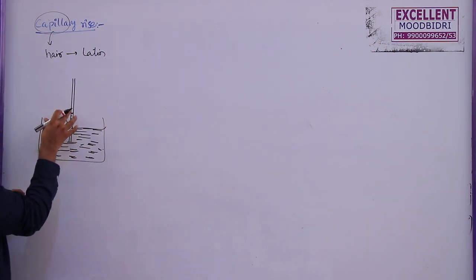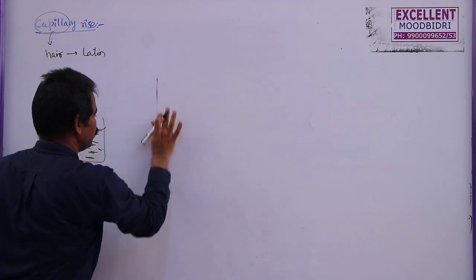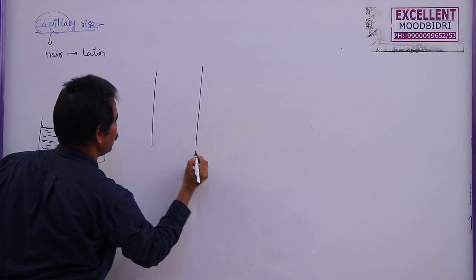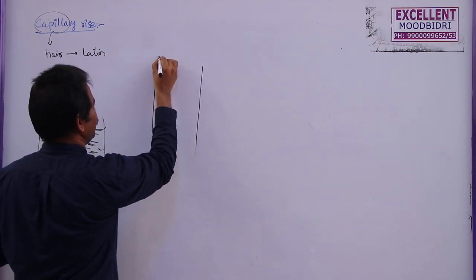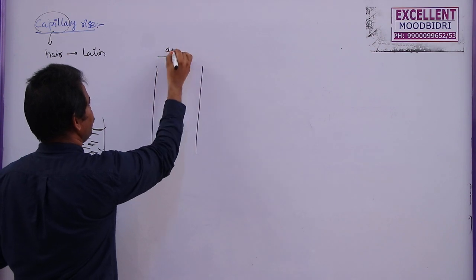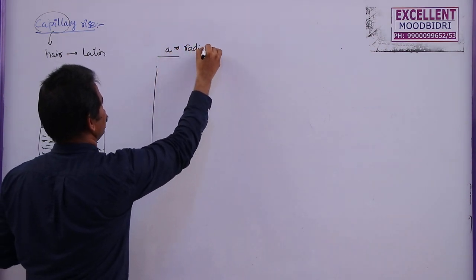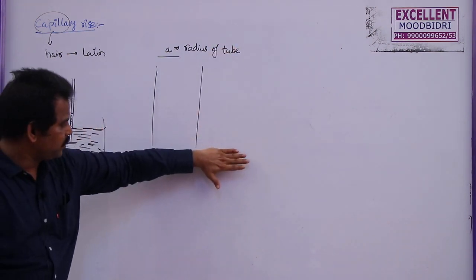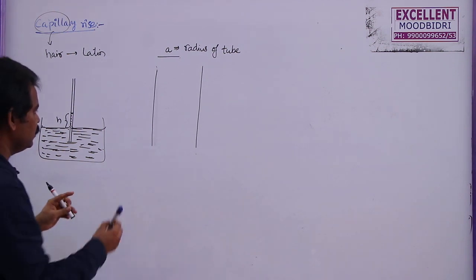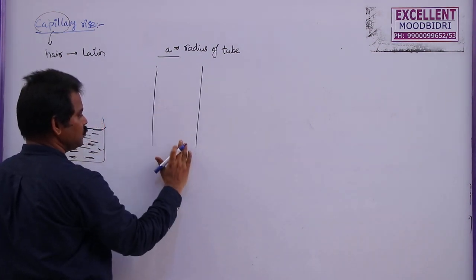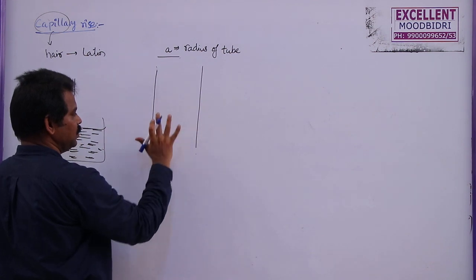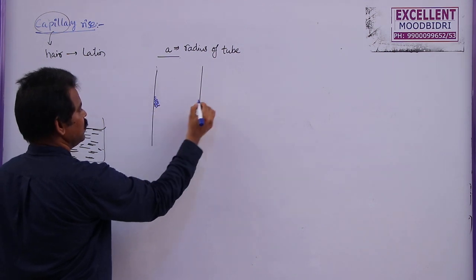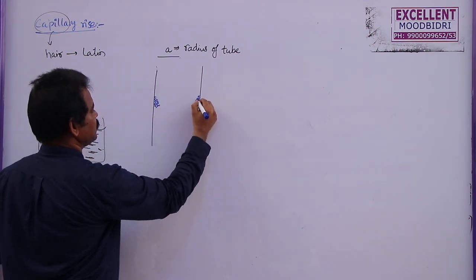Here let me draw an elaborate diagram. This is a capillary tube, and its radius is A. A is the radius of the tube. Due to surface tension effect, if you neglect gravity, it is found that the liquid will rise along the surface of this tube. So here liquid will rise. These are the liquid molecules. They will rise here, and here also they will rise.